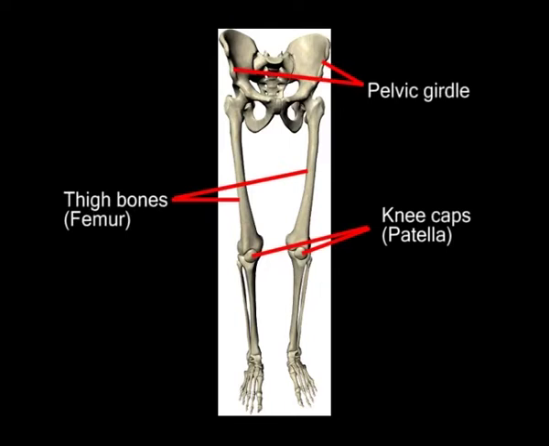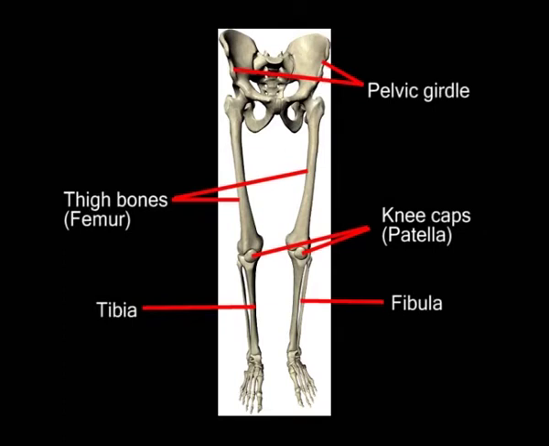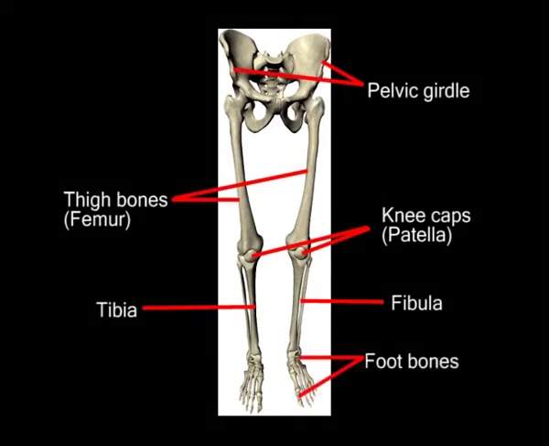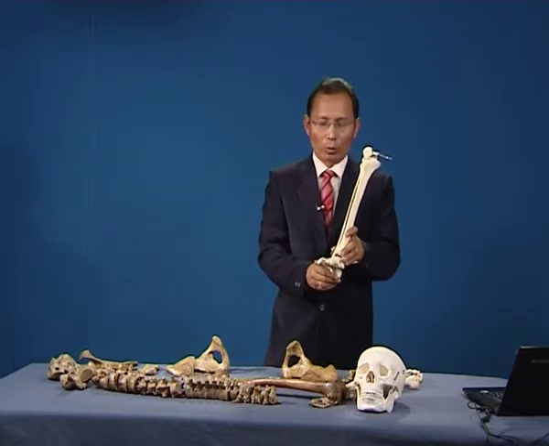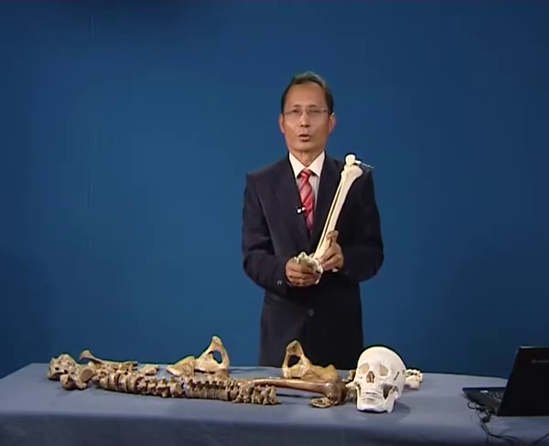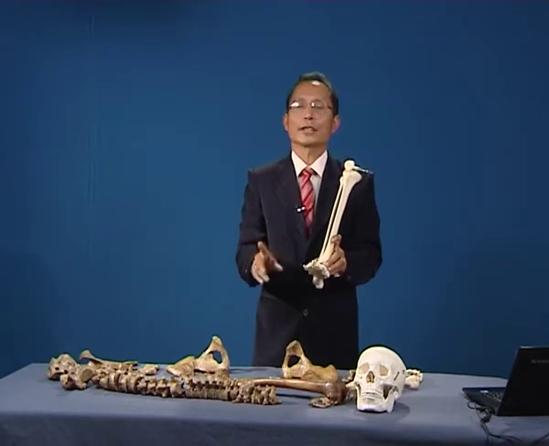Then again, below the kneecap, we have 2 bones. One is the tibia, another smaller one, the fibula. So tibia and fibula constitute the bones of the lower leg. Below the lower leg, the most distal part of our lower limb is the foot. This foot has altogether 26 bones. One foot has 26 bones.